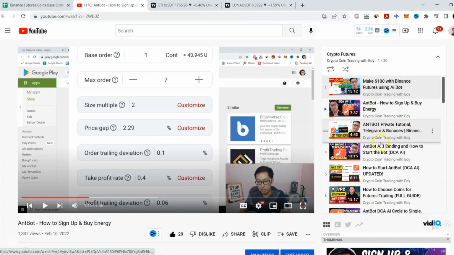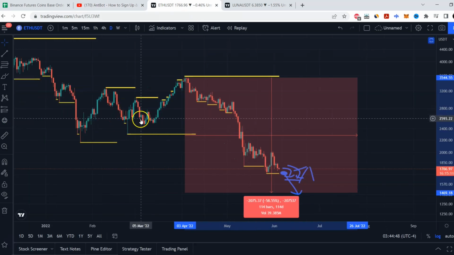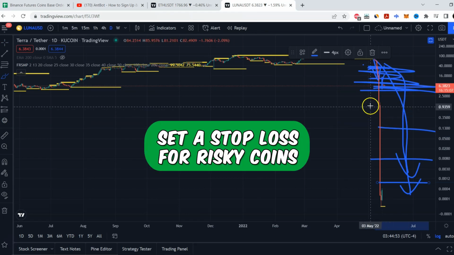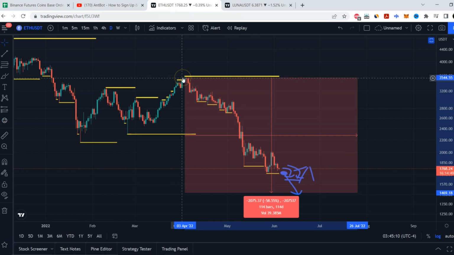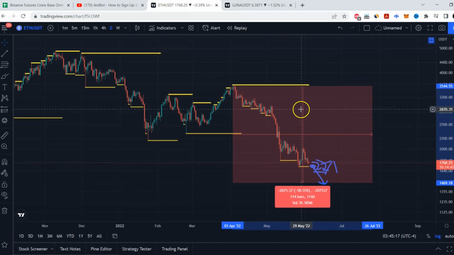I already have a video here on how to choose coin properly. Make sure you choose a good coin. If you play with a risky coin, you can, but make sure you set a stop loss somewhere around here. Set a stop loss so that you don't lose all the money inside your futures wallet. Again, based on my experience, 300 is good enough per coin, but sometimes you might need more, 500, even 1,000. That's why I keep telling you, you must have backup funds, okay?